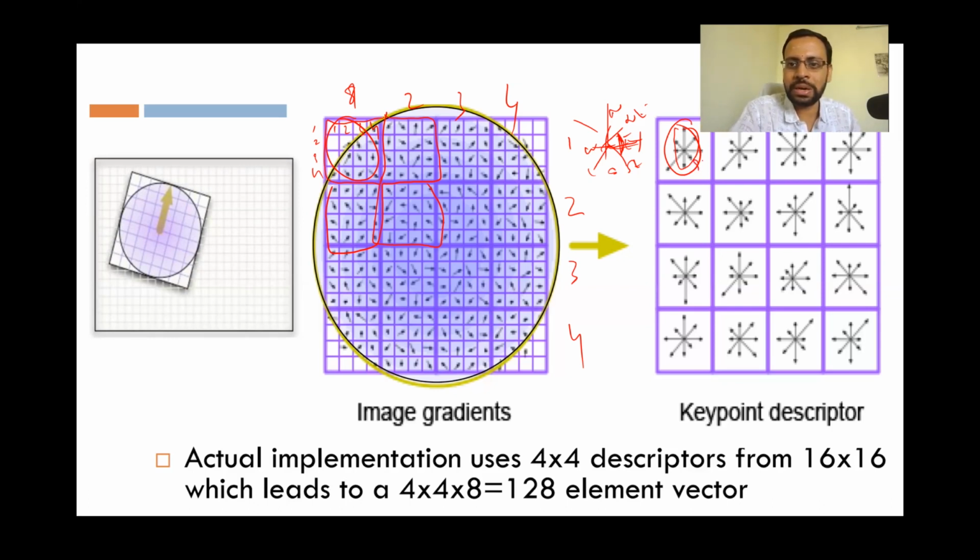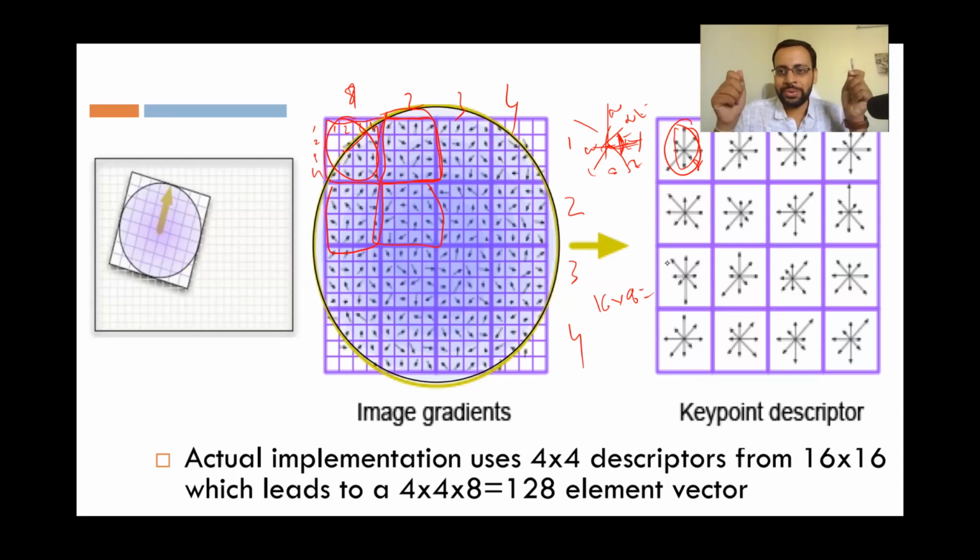So here, for example, you need 8 values here. And how many such blocks are there now? If I consider this as one block, how many blocks are there? 16. 16 blocks are there. So 16 into 8, how much is that? 16 into 8? 128. 128.